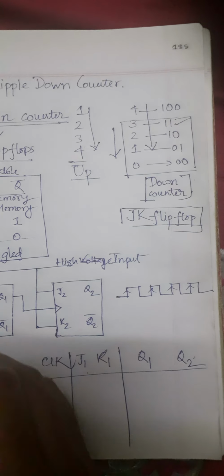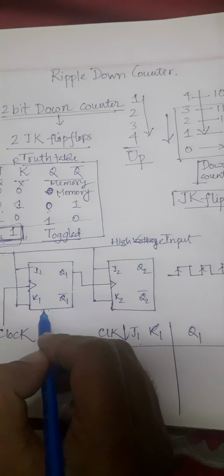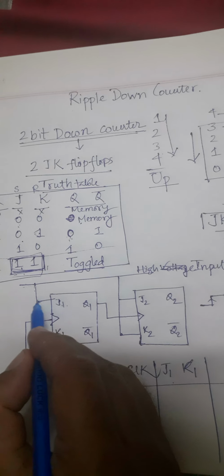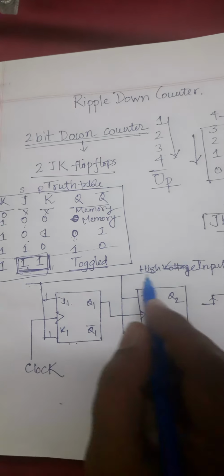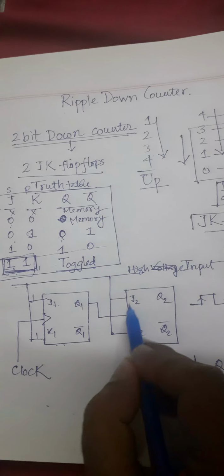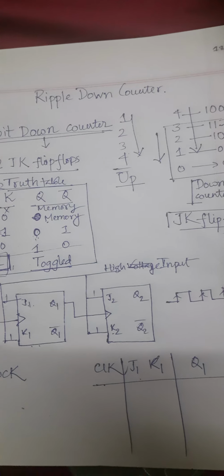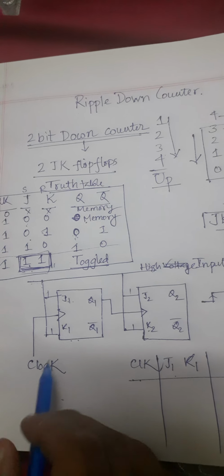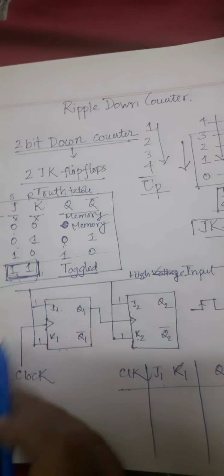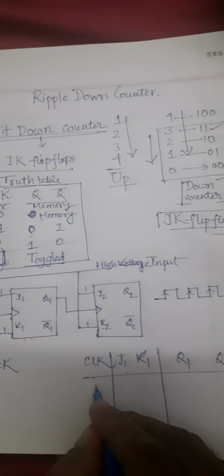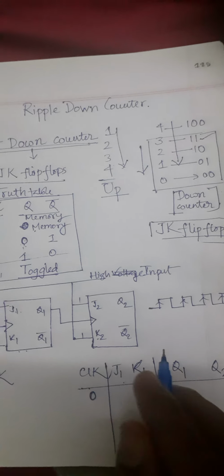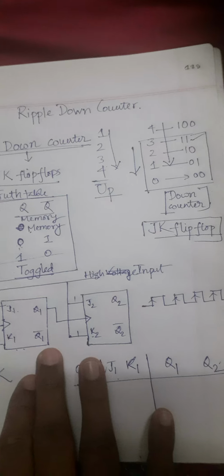As you all know, this J1 and K1 are always connected to the high input. So we will always have 1 here, right? So the only difference that this can make is the clock pulse. So when we have a clock pulse of 0, we are using the JK flip-flop.